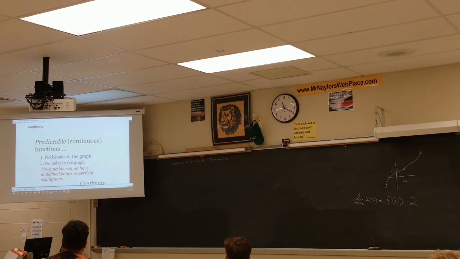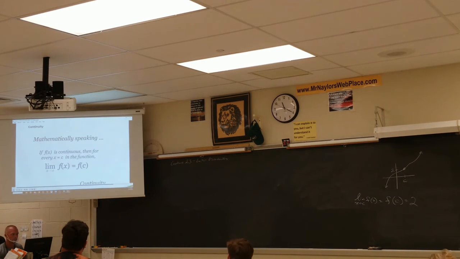Mathematically now, we say that continuous functions have this property. For every x equals c in their domain, the limit as x approaches c of f of x is equal to f of c. In other words, not only does the limit exist at every point, but the height the function reaches for every x matches the limit.